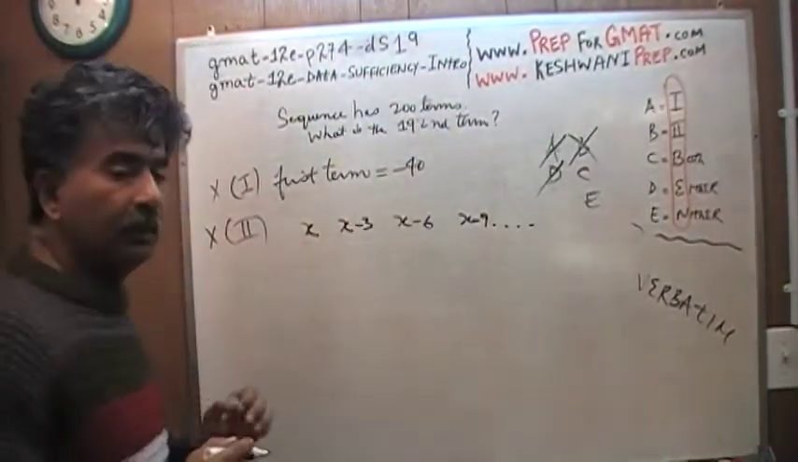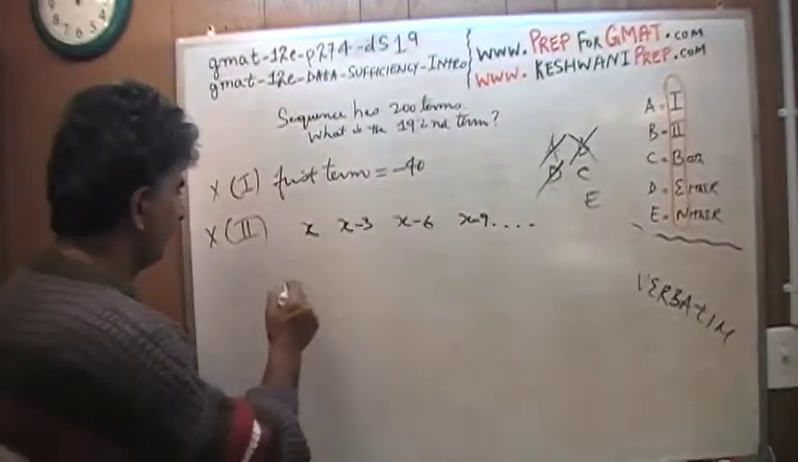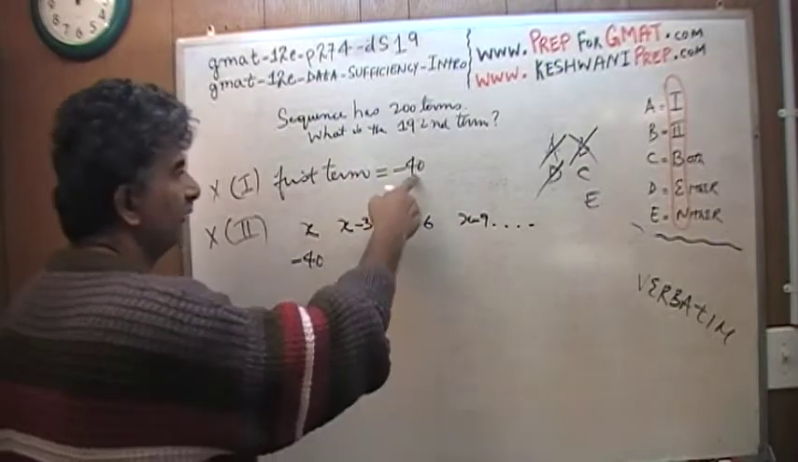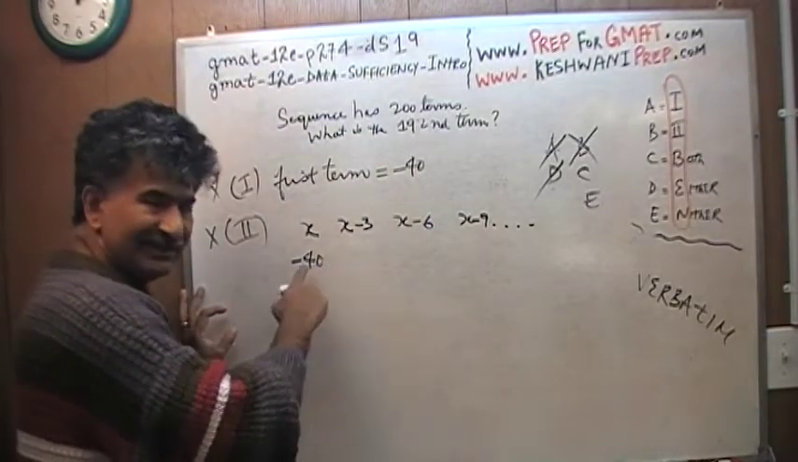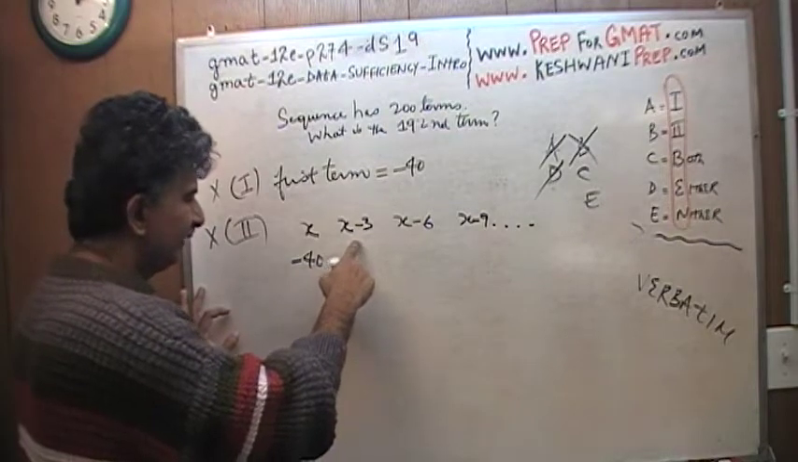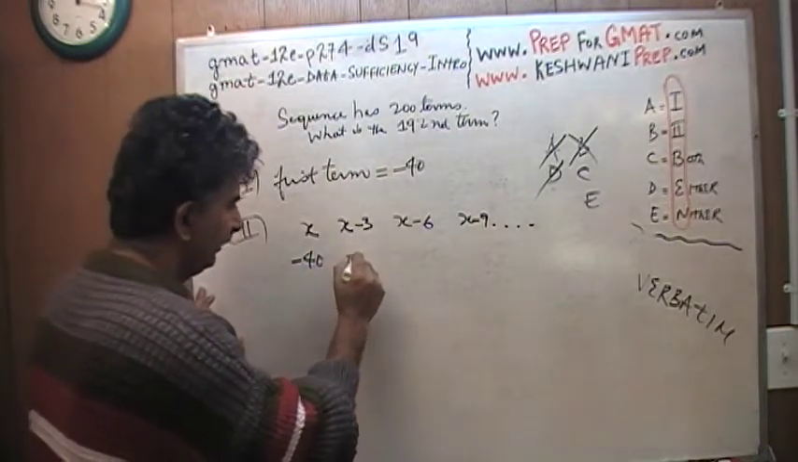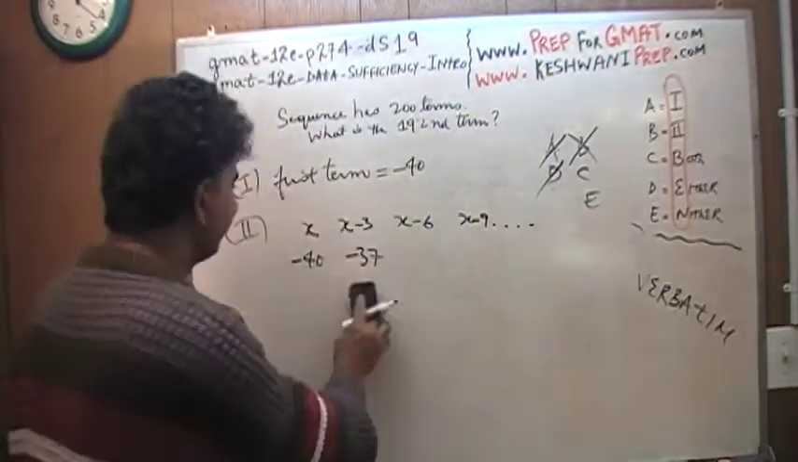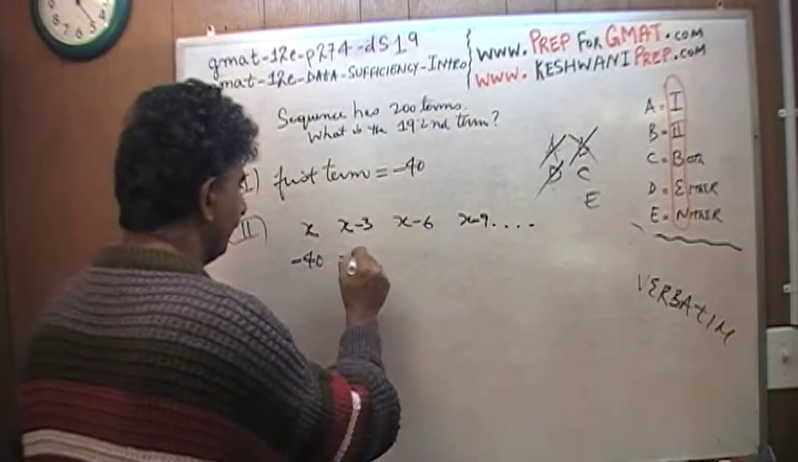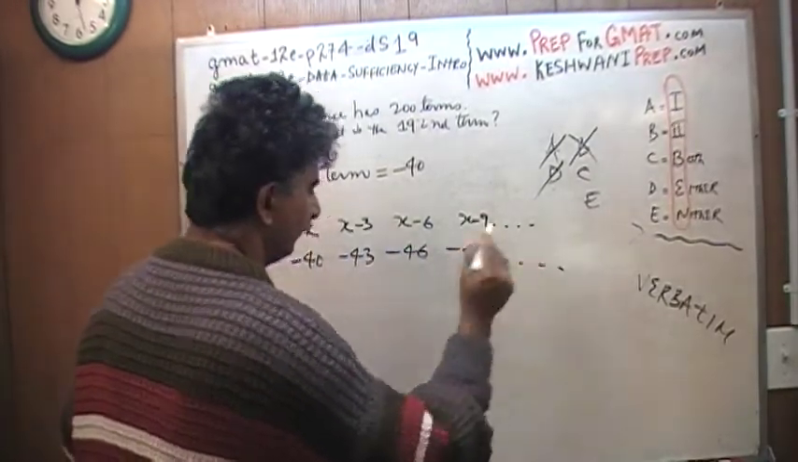Let's put them together. Putting them together actually does get us someplace, because now we know that the first term is -40. So the second term is 3 less than the preceding term. The preceding term is -40, so this term is going to be 3 less than that, -43, not 3 more. Then -46, -49, and so on and so forth.